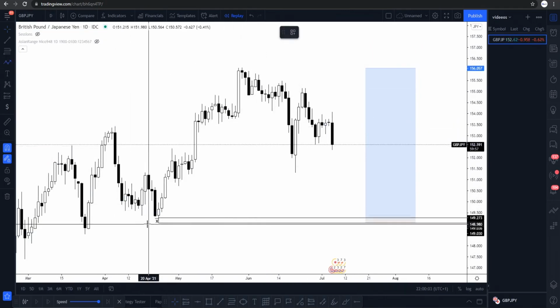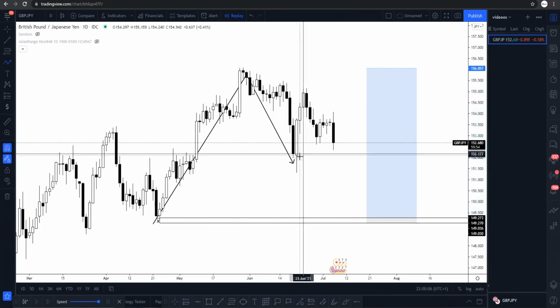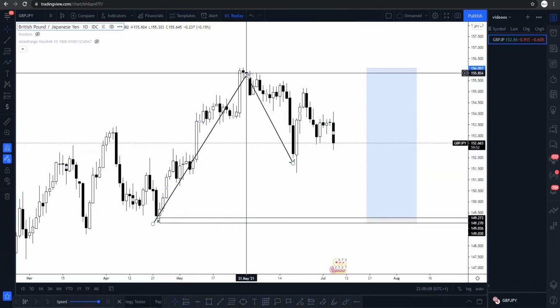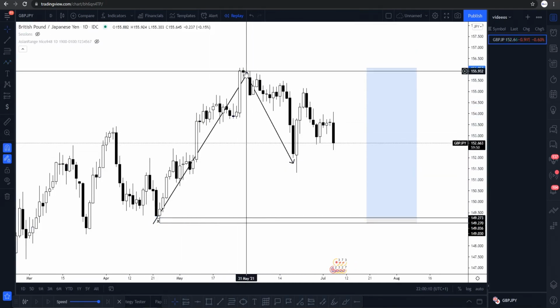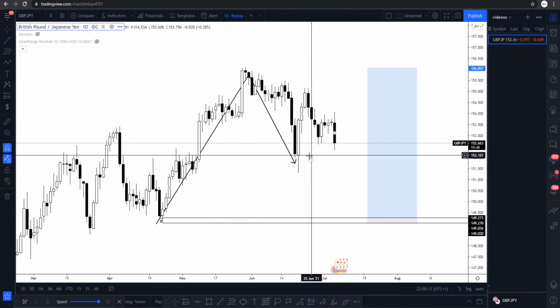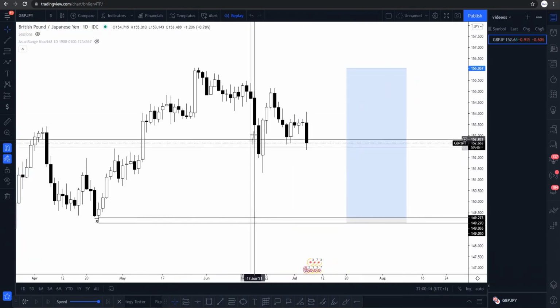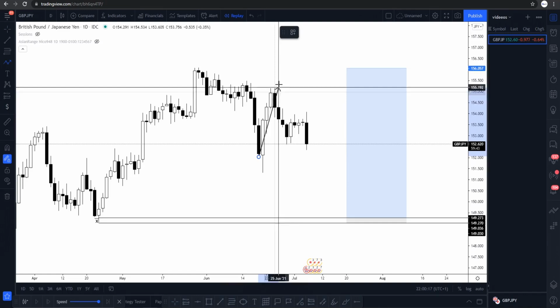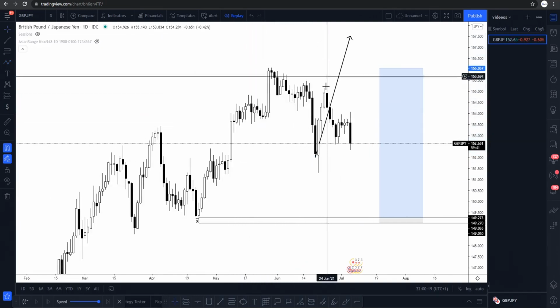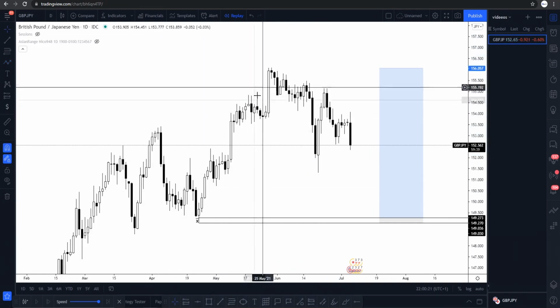Someone might say, okay, why aren't you looking to buy right here, right? Because from here to here, we have buy pressure. From this point to this point, we have sell pressure. Now, the reason I wasn't too interested in buying right here is specifically because this move didn't give us a new high. This move didn't. This move over here gave us a new high.